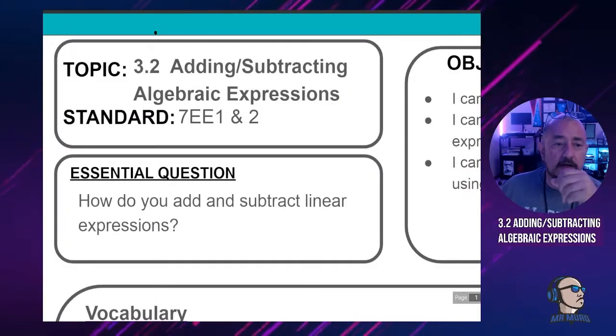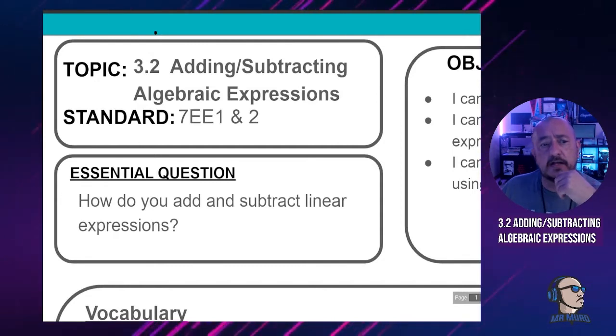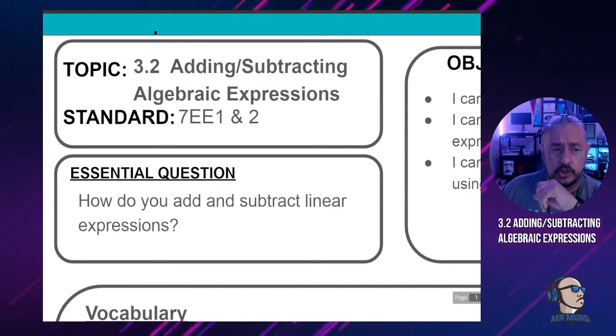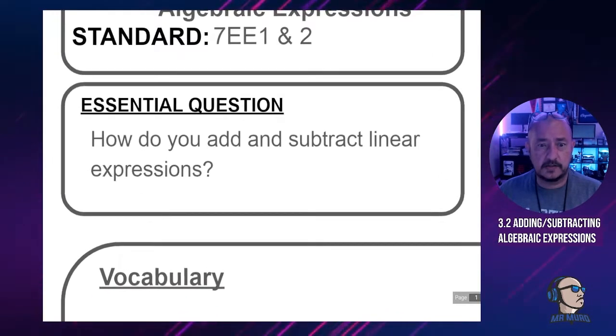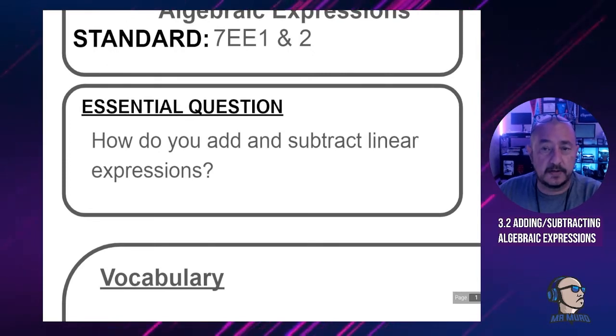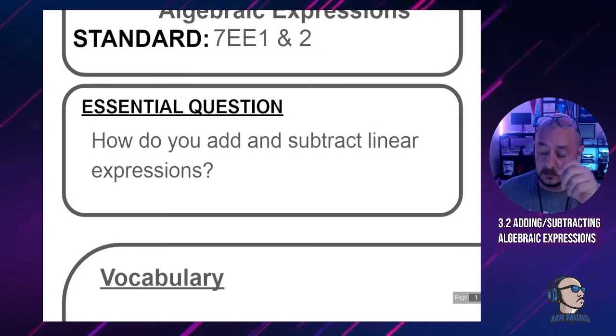Alright, so let's go ahead and get started for the topic. Our topic for today is going to be 3.2, adding and subtracting algebraic expressions, our standard 7EE 1 and 2. Our essential question is as follows. How do you add or subtract a linear expression? So, most of you don't know what a linear expression is, but you will by the end of this lesson.